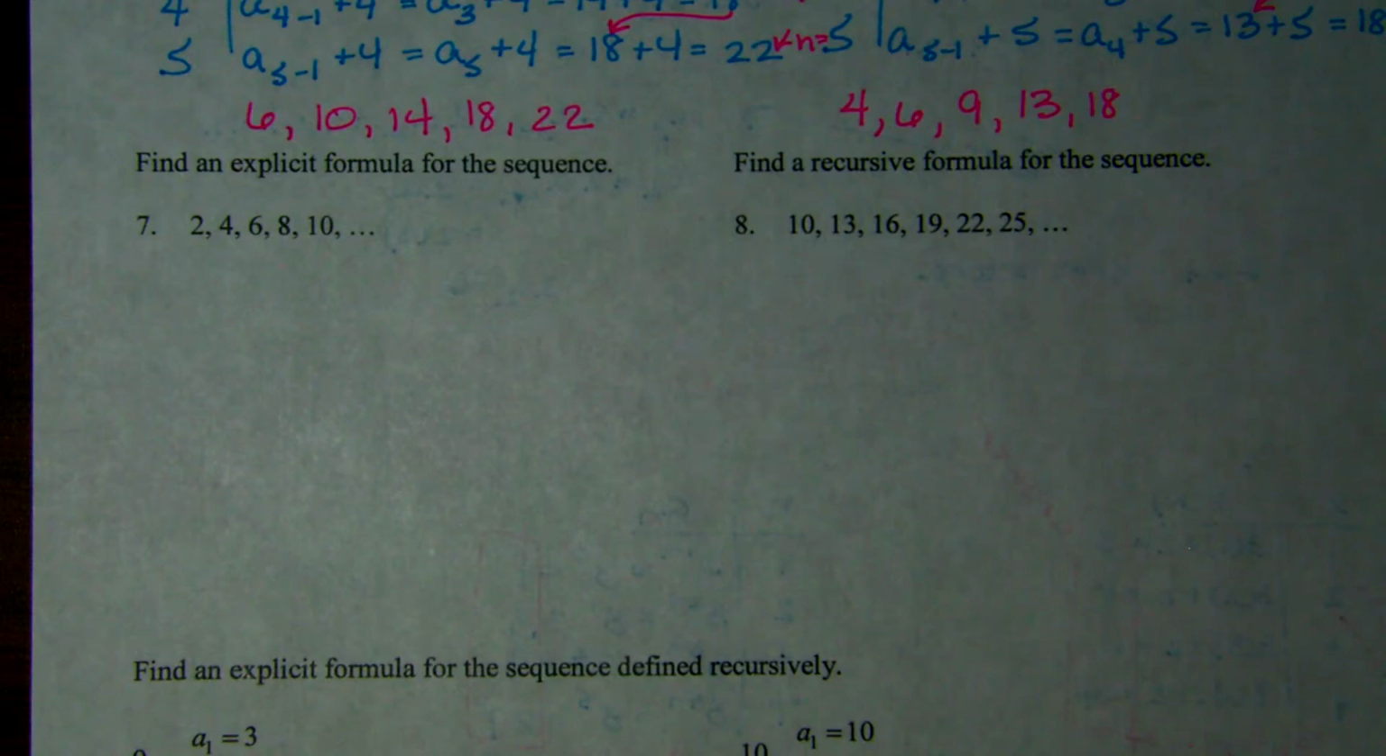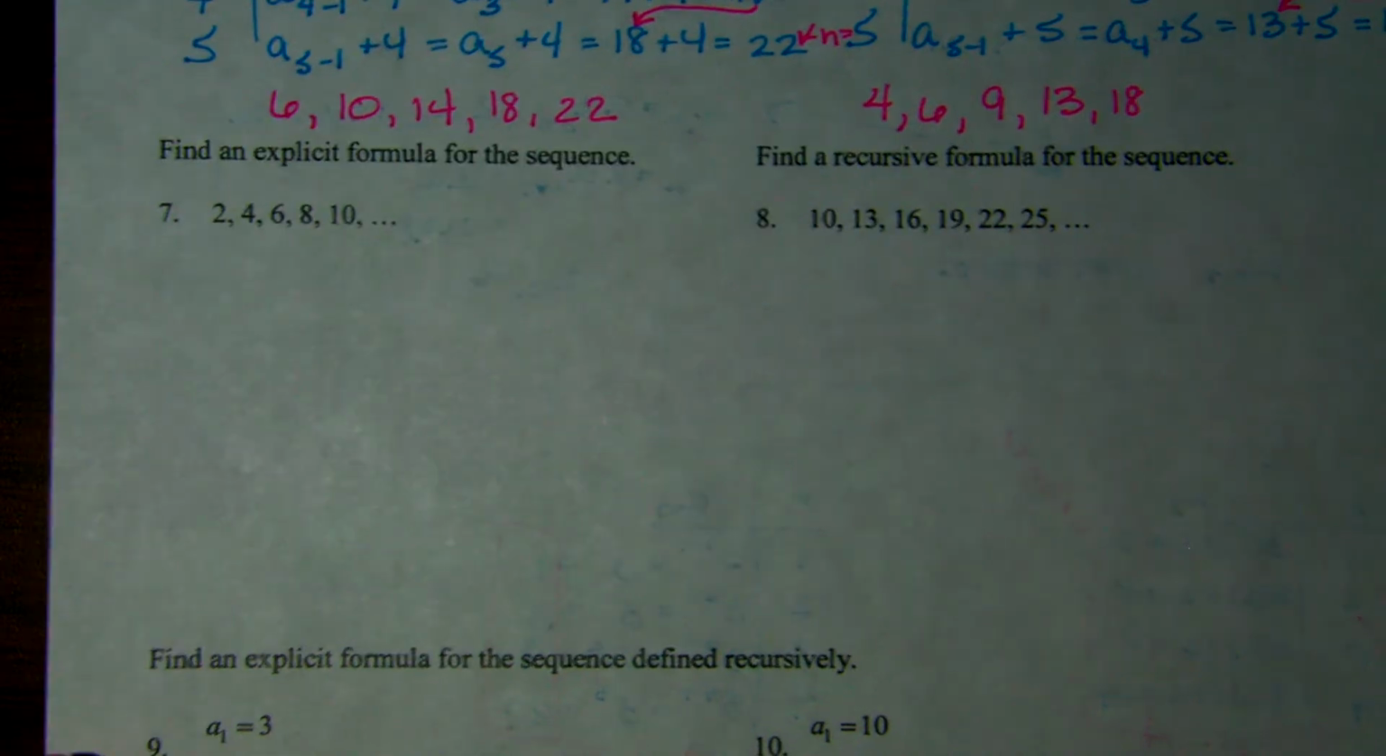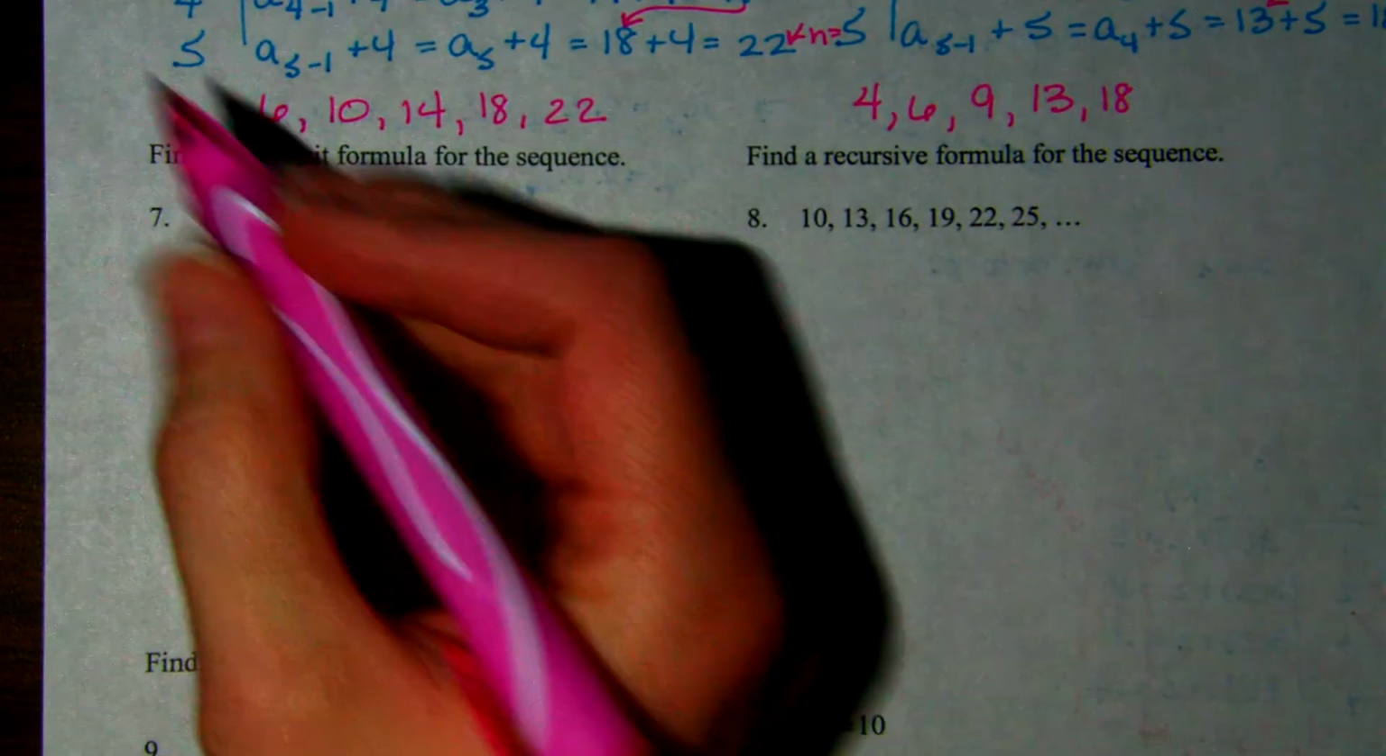All right, so we're finding an explicit formula for this sequence. And remember, an explicit formula is a formula that relates the position in the sequence to the term in the sequence without having to use the previous term. So when we're looking at this, we're going to make a table.